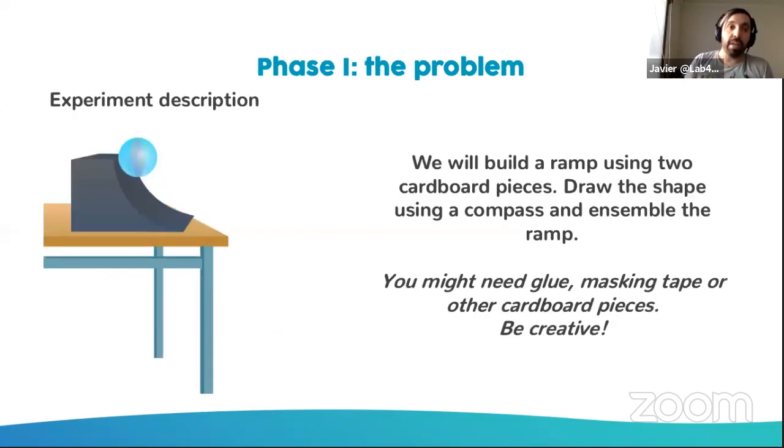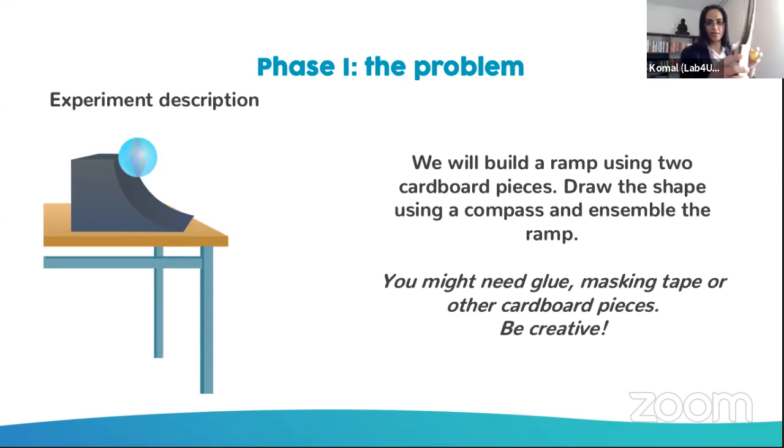And we will describe now the experiment so you have a broad idea of what we will be doing today. We will build a ramp using two cardboard pieces like Komal is showing. The idea is that we will cut a shape like a quarter of a circle on two of those sheets, and then we will assemble them parallel to each other in order to hold the ball in there.